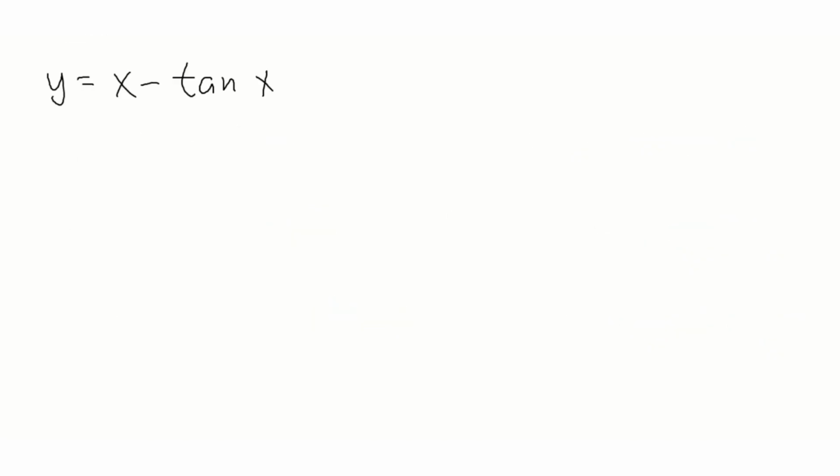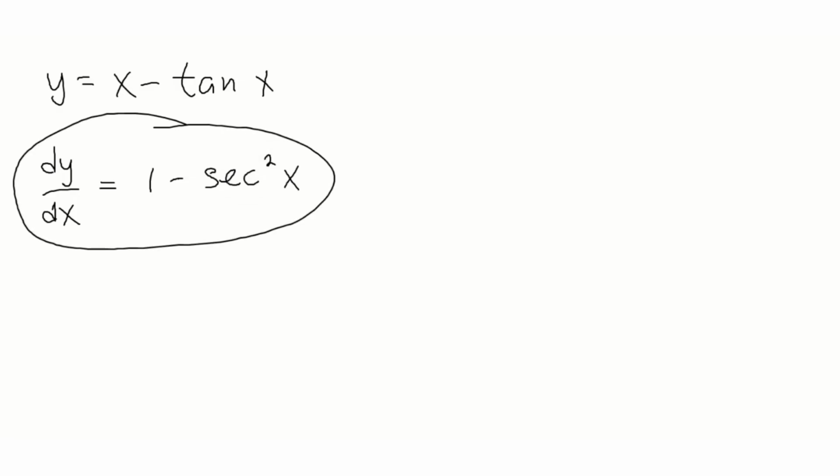Let's do an example. Find the derivative of this function. The derivative of x is 1, minus the derivative of tangent x, which is secant squared of x. Let's do one more. Find the derivative of this function. You'll need to use the product rule.